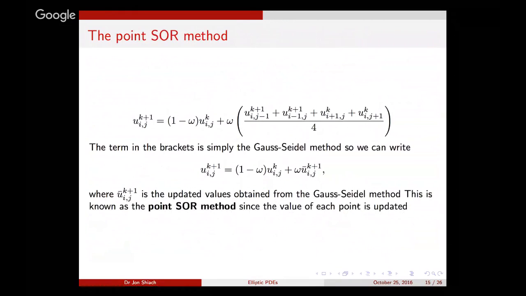Okay, so this bit in brackets here is the Gauss-Seidel method. It's often written like this: 1 minus omega times our current estimate plus omega times U bar. U bar is just whatever your Gauss-Seidel is. And this is more accurately known as the point SOR method. The reason being is we take each point at a time.